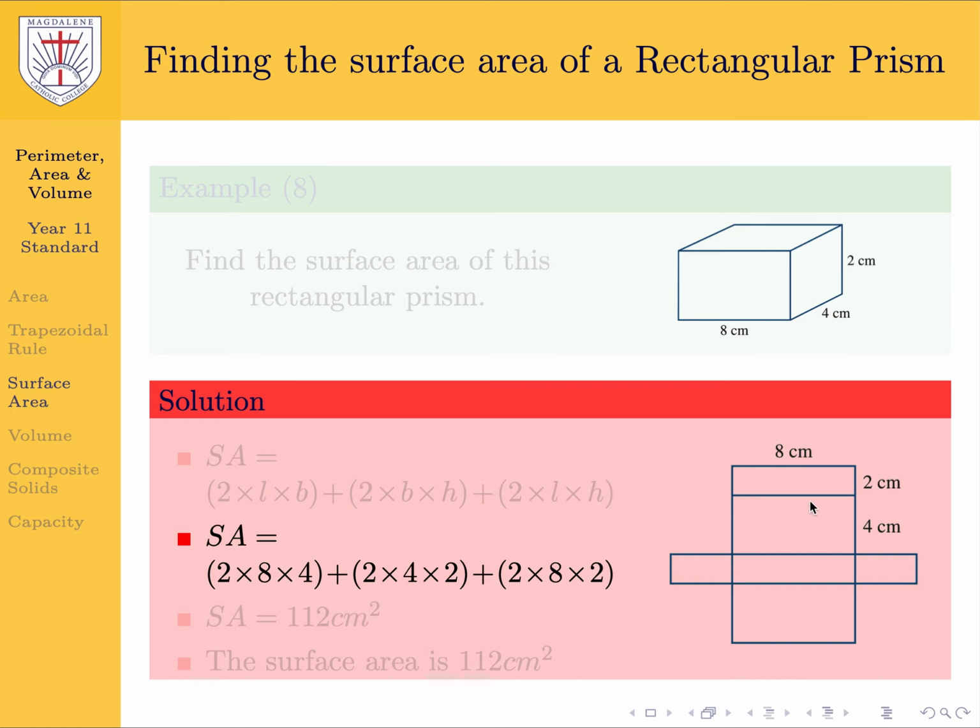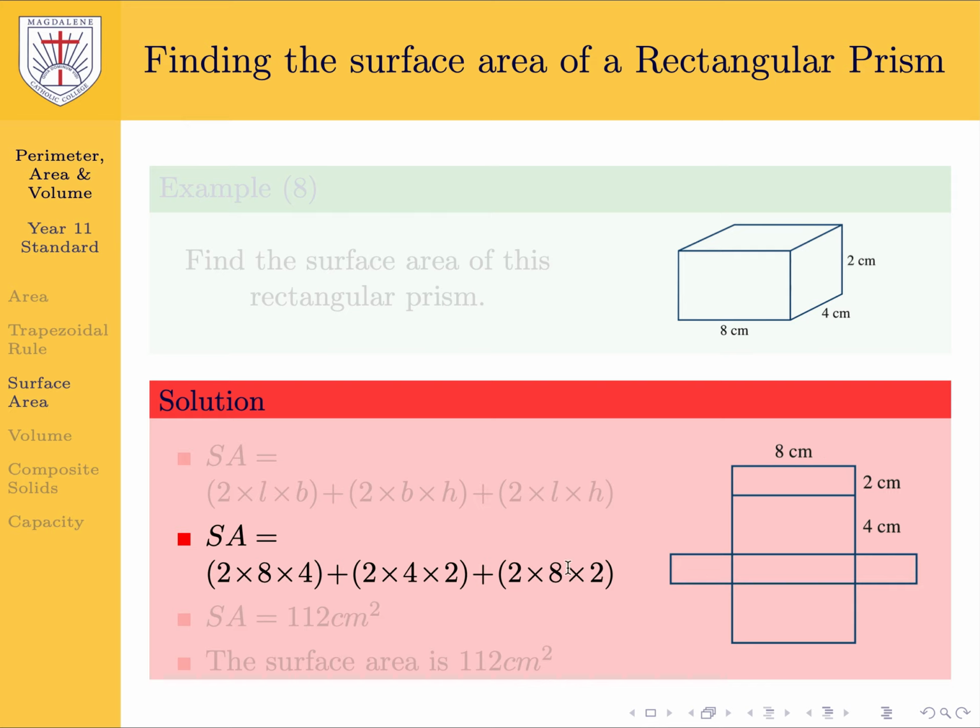let's say this rectangle here, we have 2 lots of 8 times 4. We have 2 lots of 4 times 2. So there's the 4 and there's the 2. And 2 lots of 8 times 2.